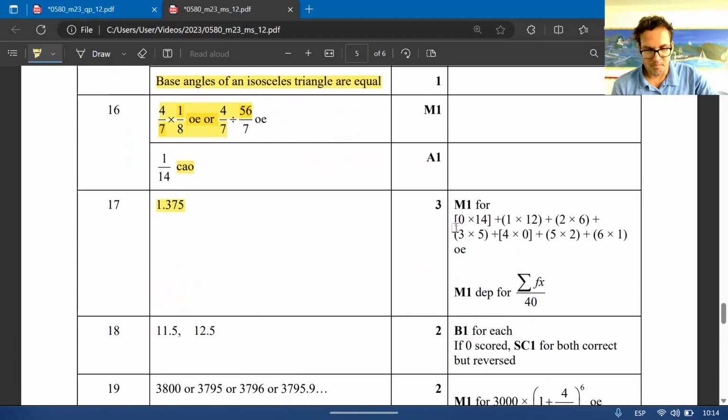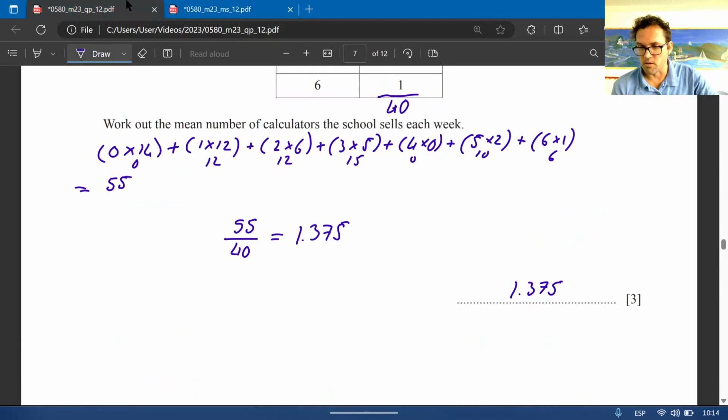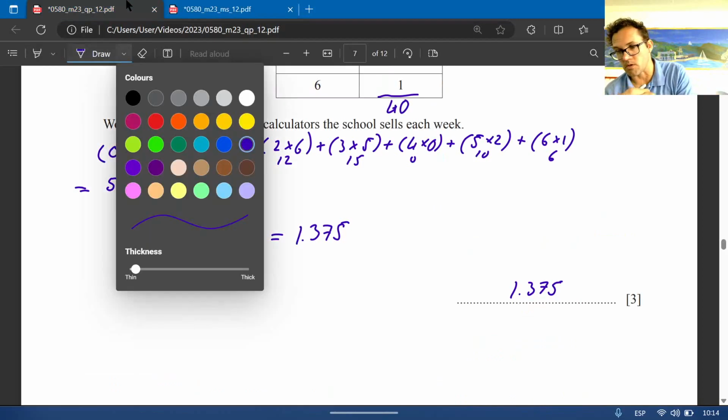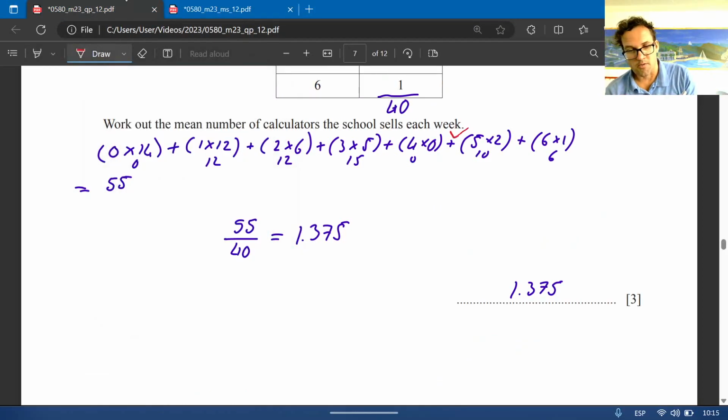Don't round it. You see, there's my working out. Just like I've shown. You get a mark for 40. Basically, show your working out because you get a mark for this, a mark for dividing by 40, and then a mark for the answer. Show your working out.